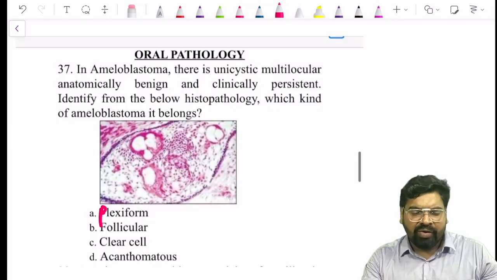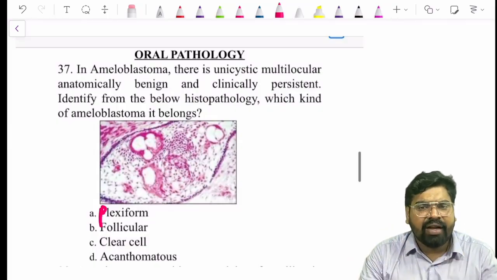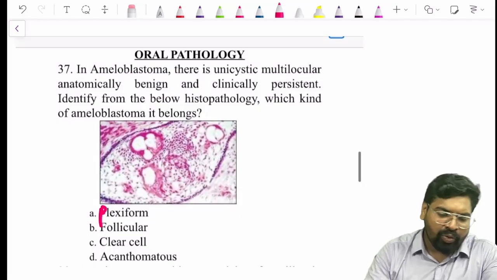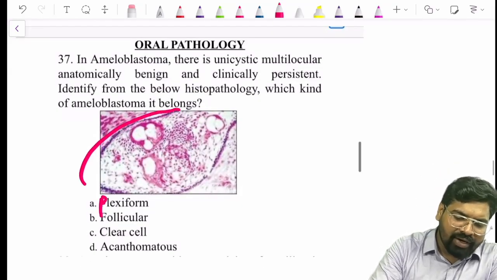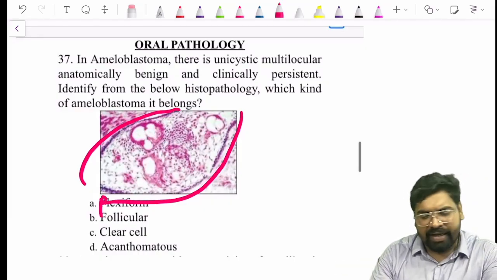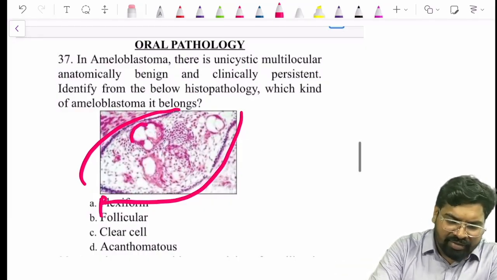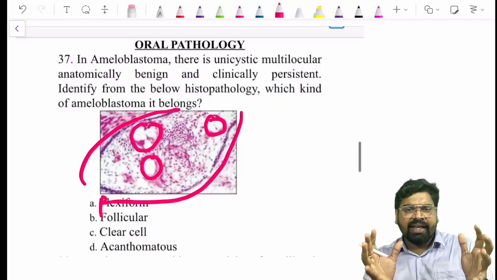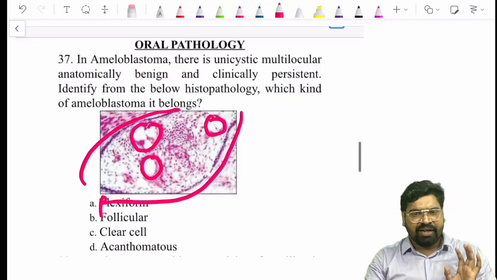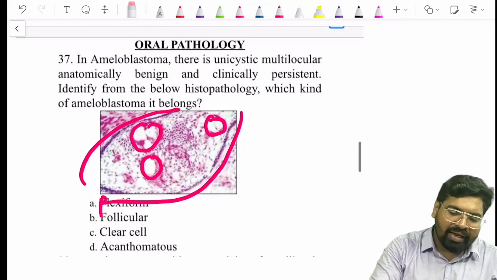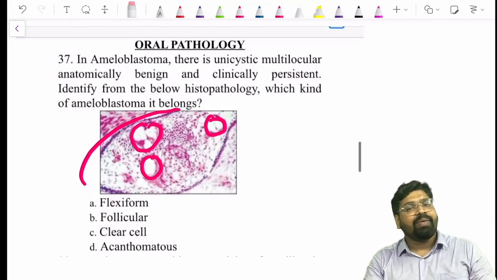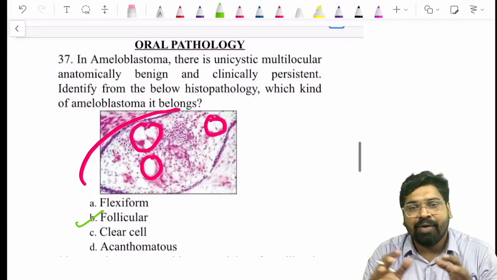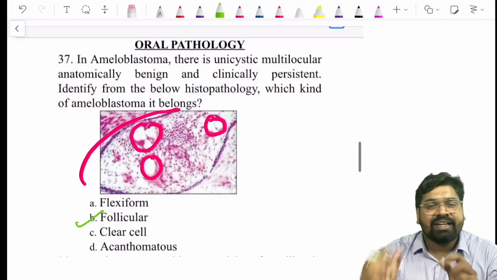Just look at the image and identify what type of ameloblastoma this is. What I am seeing is a big follicle here, and I see some cystic spaces inside that follicle. From this clue, you can easily say what type of ameloblastoma it is. It is a follicular type of ameloblastoma. Follicular ameloblastoma shows follicles with central degeneration.